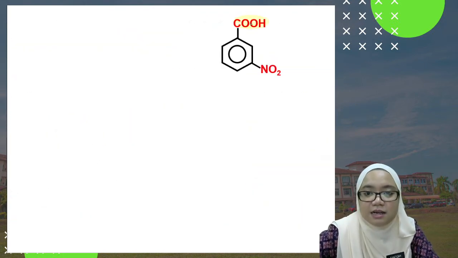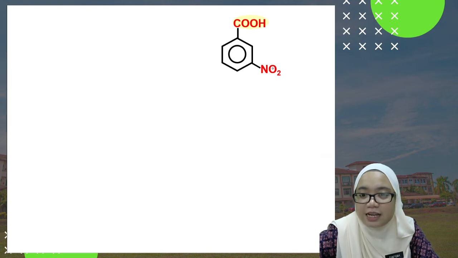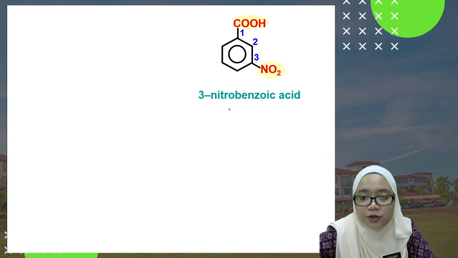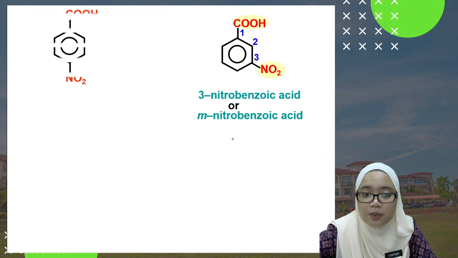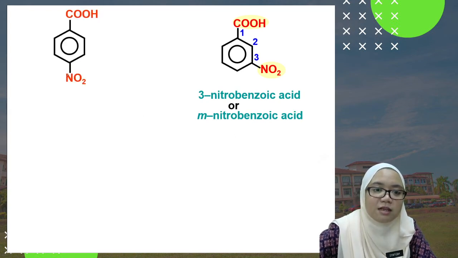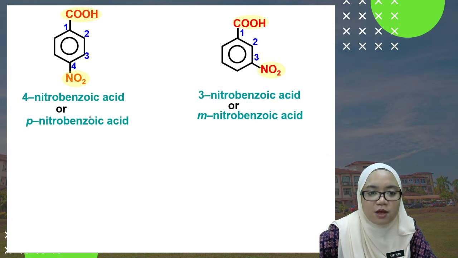Okay, now kita ada benzoic acid juga, and then kita ada nitro group, and nitro group ni dekat carbon number 1, 2 and 3. So dia kita akan panggil dia 3-nitrobenzoic acid. Ataupun kalau kita namakan dia ikut position ortho, meta dan para, kita akan namakan dia meta-nitrobenzoic acid. Okay, this one pula, disebabkan nitro dekat position para, so kita akan namakan dia sebagai para-nitrobenzoic acid or 4-nitrobenzoic acid.